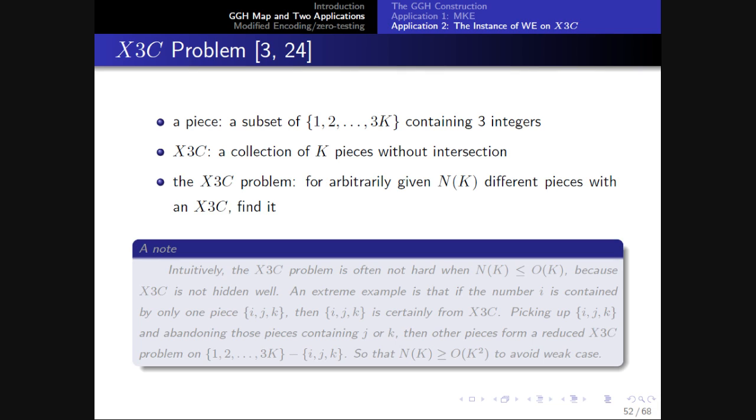Application 2, the instance of WE based on the hardness of X3C problem. A piece is a subset of the set 1, 2, 3K containing 3 integers. X3C is a collection of K pieces without intersection. The X3C problem is such a problem: for arbitrarily given many different pieces with an X3C, find it.